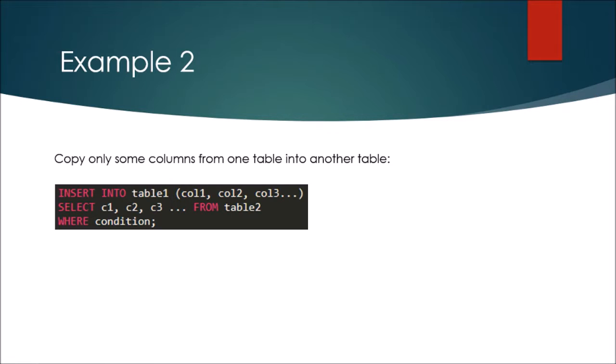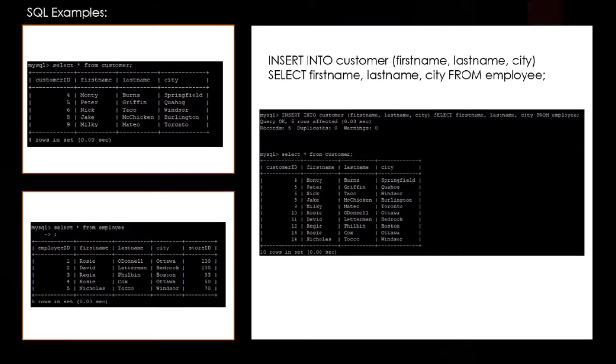Next, we're going to show you some real SQL examples to get a better idea of this. So as you can see, we've created two tables. The first is the customer table, which has 4 columns, customer ID, first name, last name, city, and it has 5 rows. Next is the employee table, which has 5 columns, employee ID, first name, last name, city, and store ID, and it also has 5 rows. And what we want to do here is insert all the employees into the customer table. Now we can't use the select star from version of the function because employee has 5 columns, whereas the customer table only has 4 columns, so it won't work.